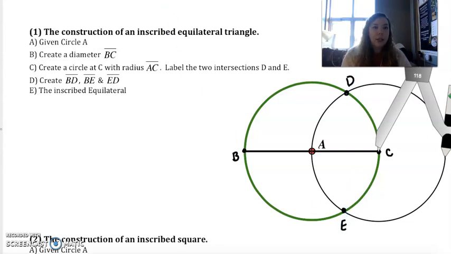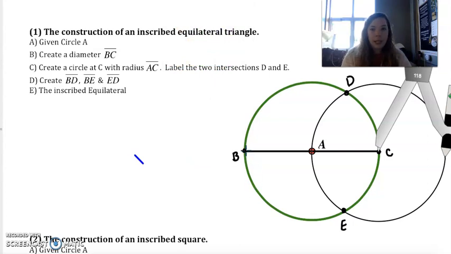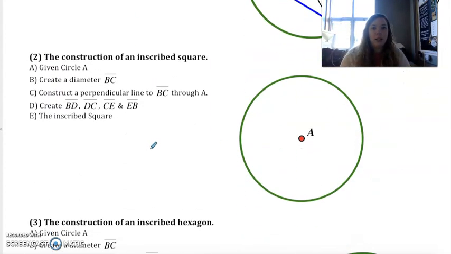Create BD, so now we're going to connect these here, and I'll use a different color. Let's do blue. So BD, BE, and ED. Now we have an equilateral triangle in there. So all of my blue segments here are the same measure. Okay, and we are finished with that one. All right, let's look at a square.